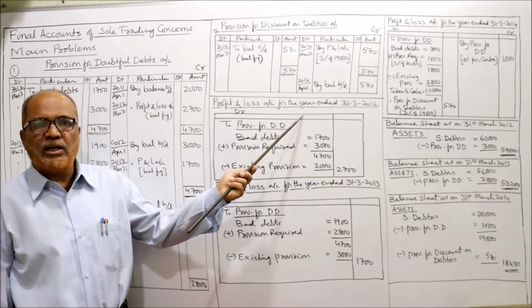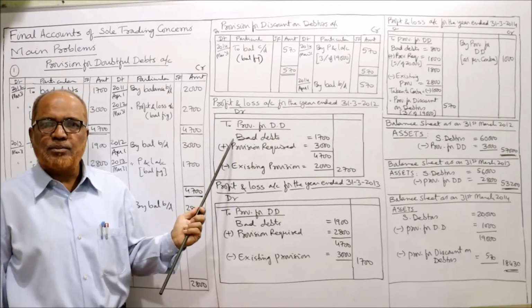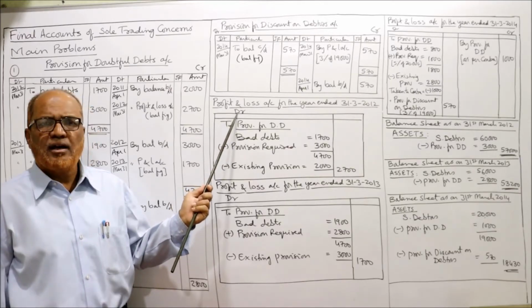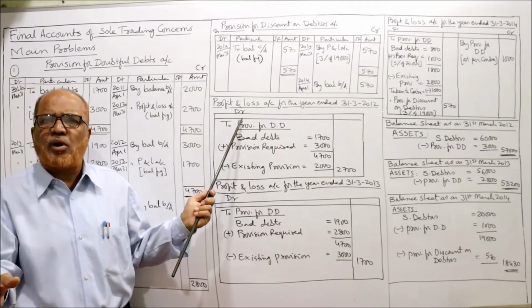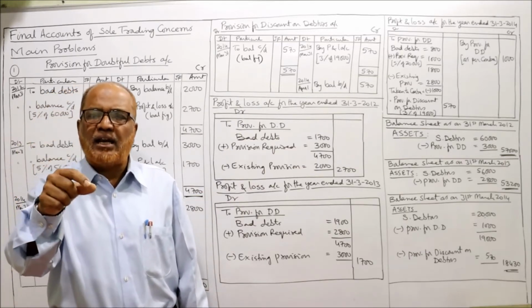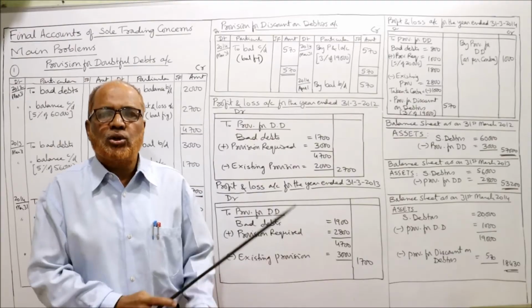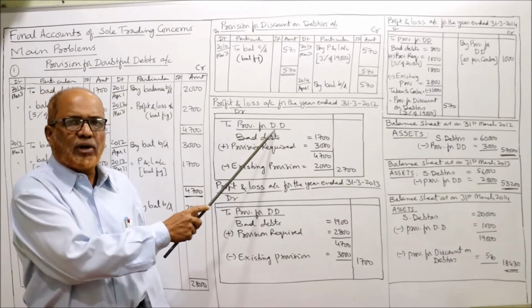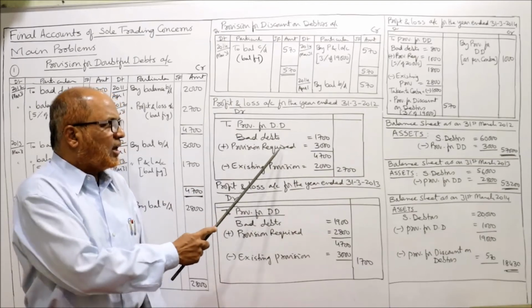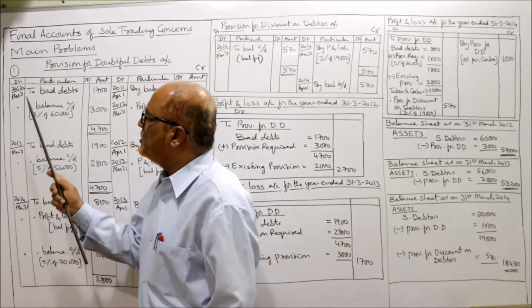So for this accounting year, profit and loss account, we will take to provision only on the debit side. I am not showing the complete profit and loss account. I am showing how this item will be taken in the profit and loss account. So profit and loss account, debit side, to provision for doubtful debts. First year bad debts are 1700. Provision required is 3000. You can check it here.